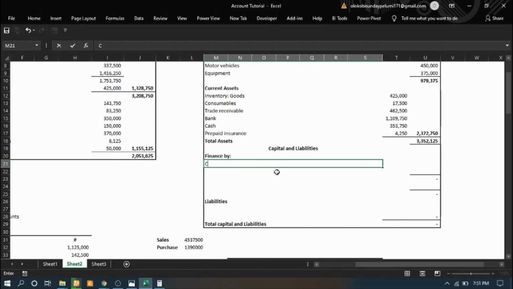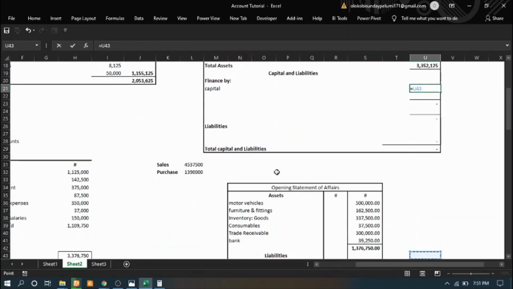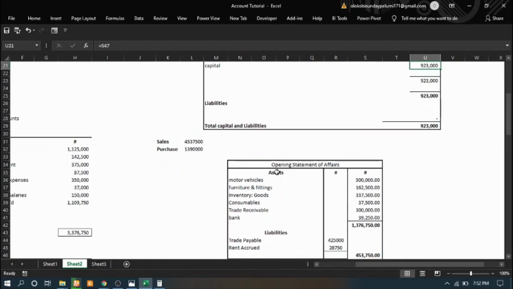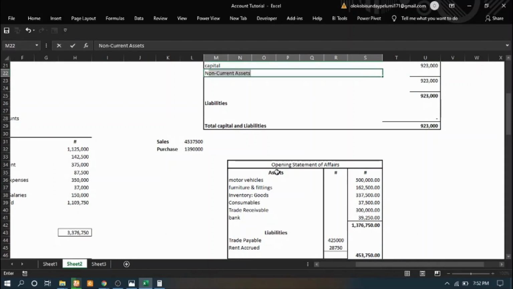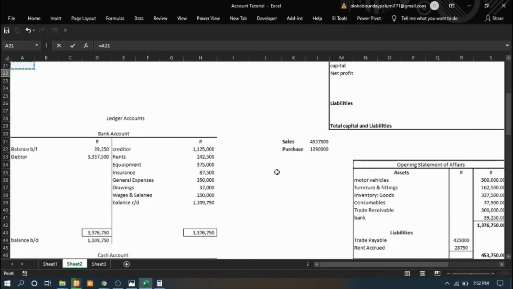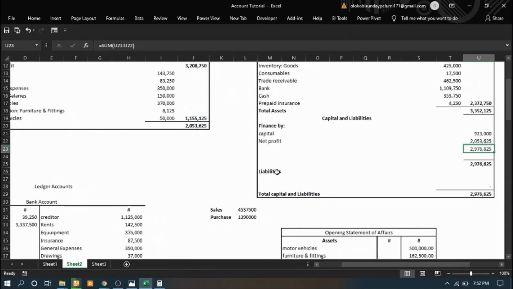Now finance by capital. Let's go to our statement of affairs. That is to get our opening capital. We have that. So add net profit to it. So our net profit, we go right to the income statement. So this is our net profit here.